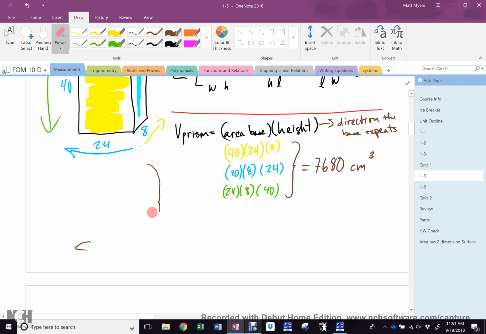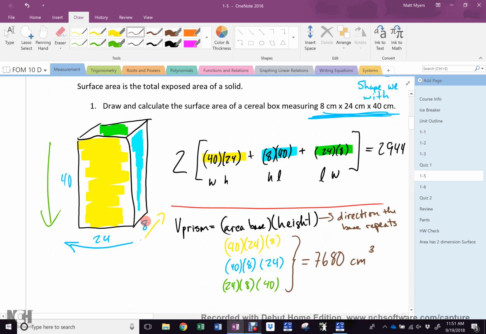That's why we leave it as area of base, because it always works. Now, can you do a shortcut if it works? Could you, in this case, use side area times the depth? Would that work? Absolutely.